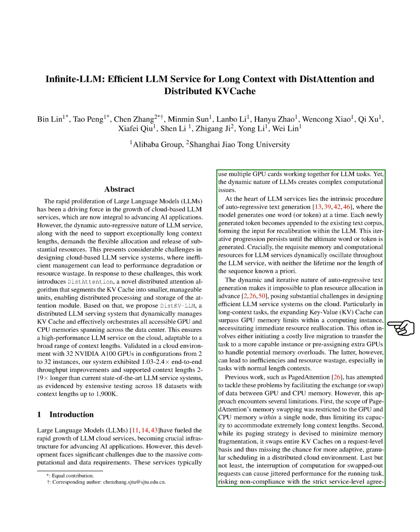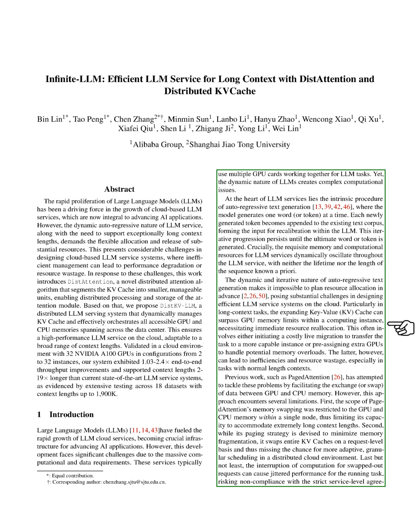Typically, these services use multiple GPU cards working together to handle LLM tasks. However, the dynamic nature of LLMs can lead to complex computational problems. At the core of LLM services is the process of autoregressive text generation. This is where the model generates one word, or token, at a time, and each new word is added to the existing text. This process continues until the final word is generated.